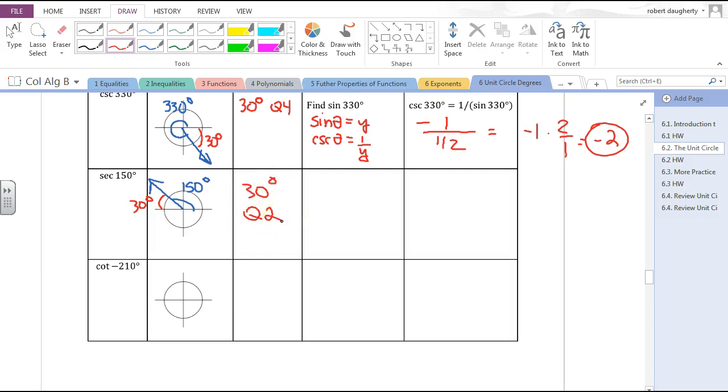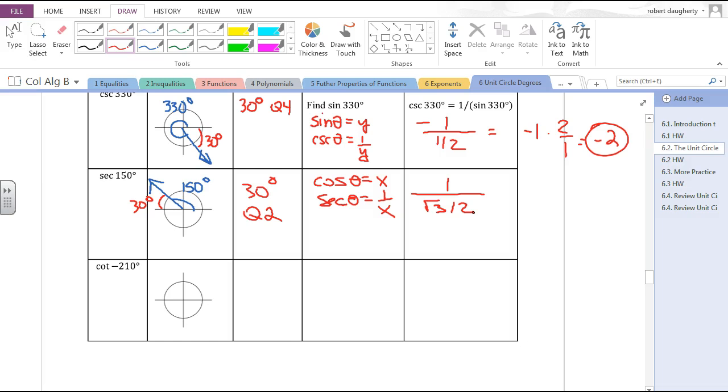Okay? So for all intents and purposes, I'm talking about a 30-degree angle in which quadrant? Quadrant 2, okay? Now what's the definition of cosine? Cosine is x. Therefore, secant will be what? 1 over x, okay? So I need to find 1 over x. So go to 30 degrees. What's the x coordinate at 30 degrees? Square root of 3 over 2. So I need to figure out what is 1 over square root of 3 over 2.